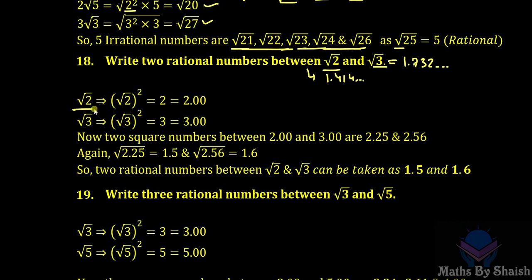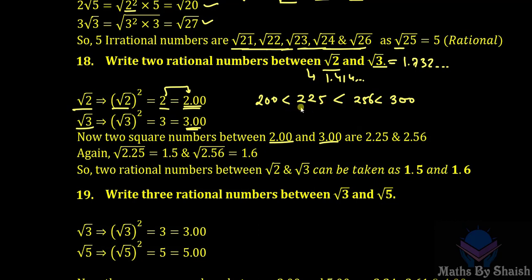Root 2, if we take the square of it, we will get 2. And we can write 2 as 2.00. Similarly for root 3, 3.00. Now two square numbers we require between 2.00 and 3.00, and actually we require the two square numbers between 200 and 300. So we know the first square number we can take is 225, 15 square, and then 256, 16 square, and that is it.